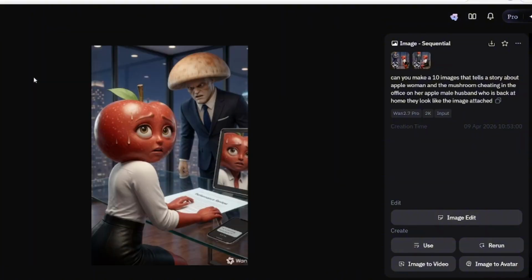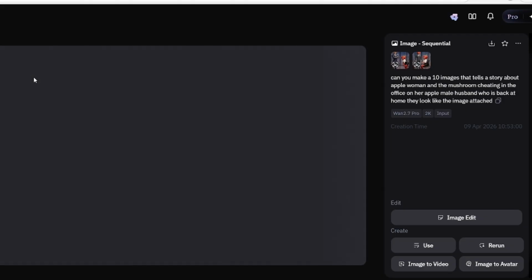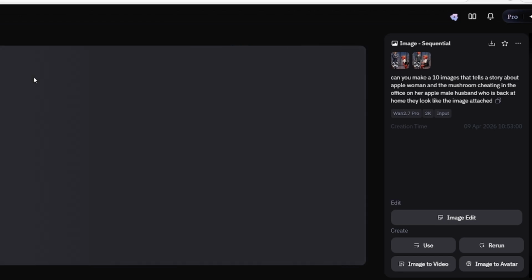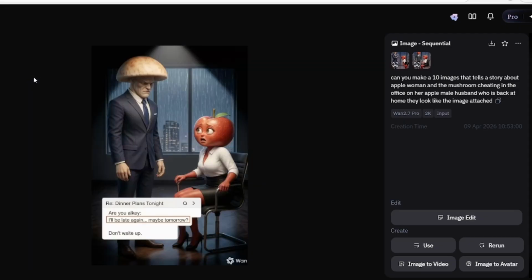I thought these are all pretty good scenes, and why not? Because guess what? You can do all this for free using WAN. And so with that, I was able to create my first scene. So I had the first scene where the apple lady is bent over looking back at the mushroom man, with the prompt, apple lady cheating on her boyfriend with mushroom boss.